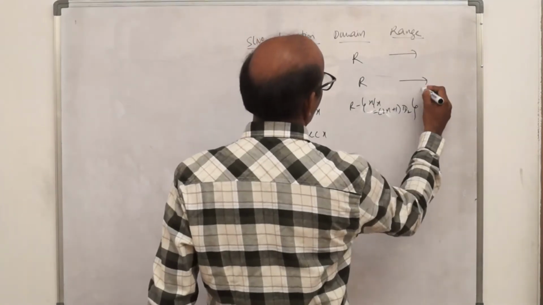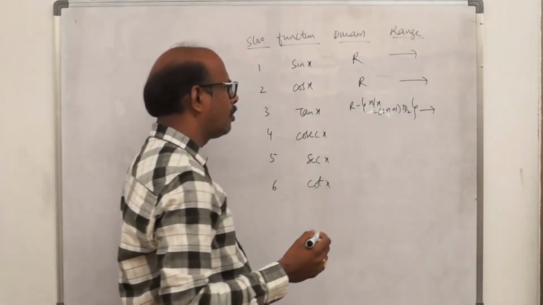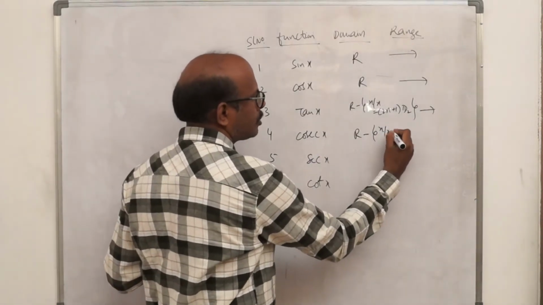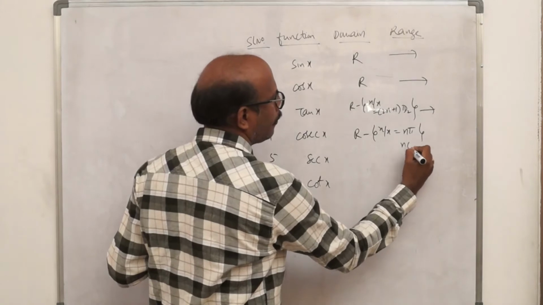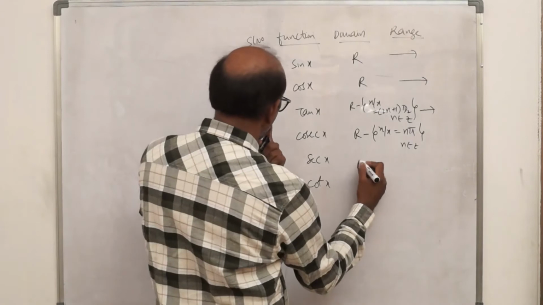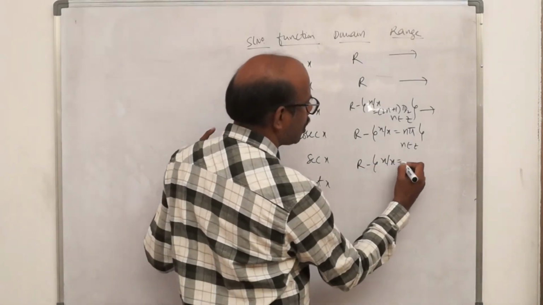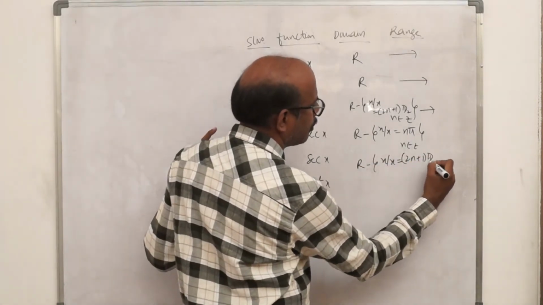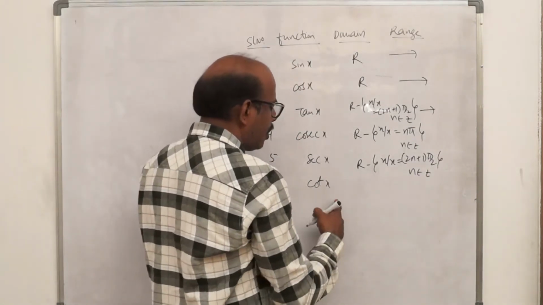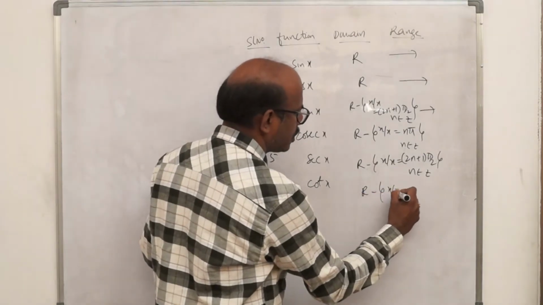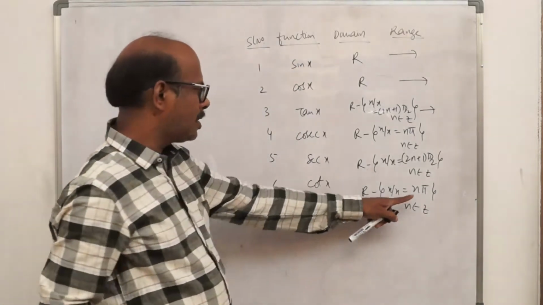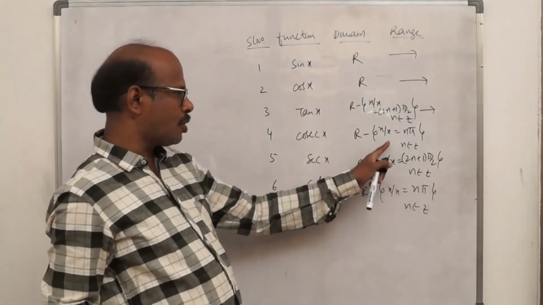And I am giving the domain and range also. Cosec, don't worry: cosec is 1 by sine, so sine should not be 0, meaning all multiples of n pi, where n belongs to Z. Here also n belongs to Z. Secant is 1 by cos, and 1 by cos means cos should not be 0, so it will be total minus the odd multiples. Cot is cos by sine or 1 by tan, so it is R minus x such that x is n pi, n belongs to Z.